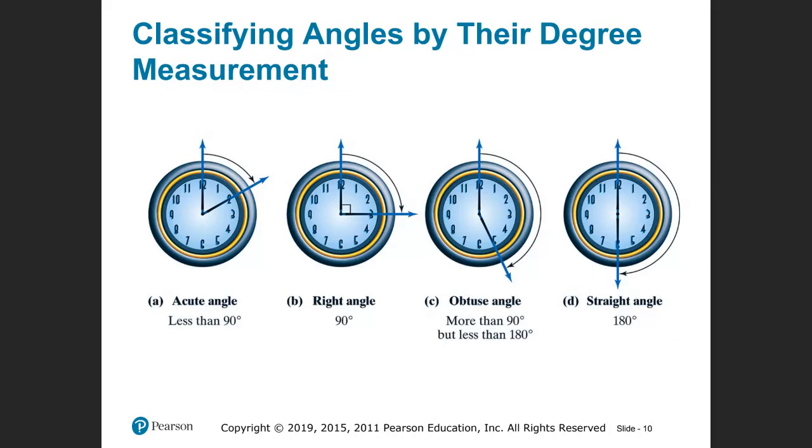We can classify angles by their degree measurement. An acute angle is less than 90. A right angle is exactly 90 degrees. An obtuse angle is greater than 90 degrees but less than 180 degrees. And a straight angle is exactly 180 degrees.